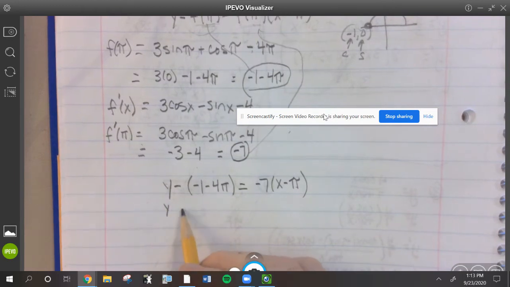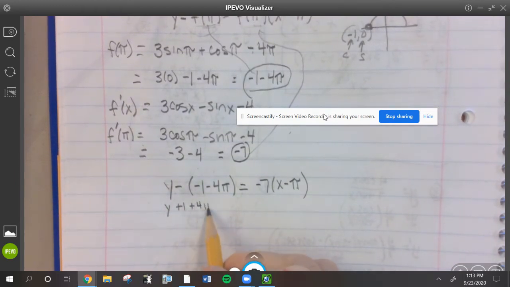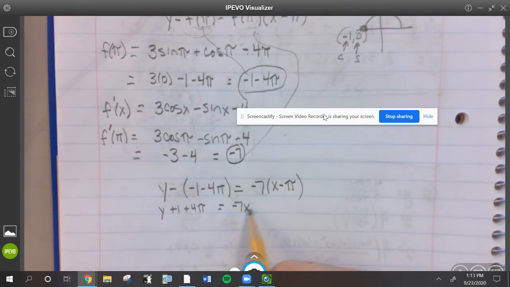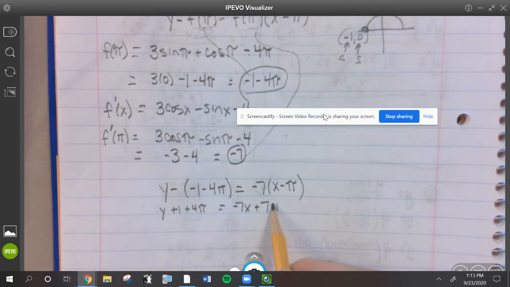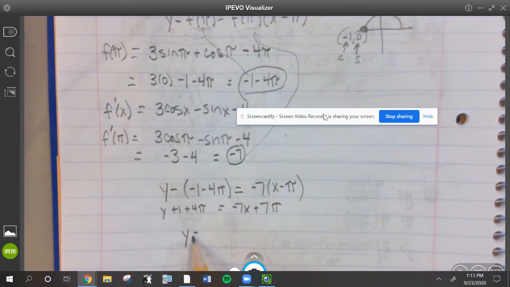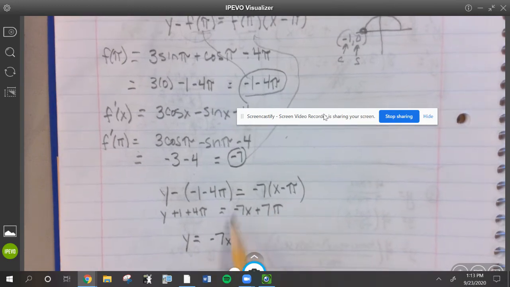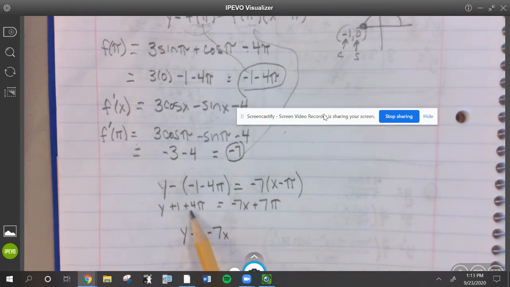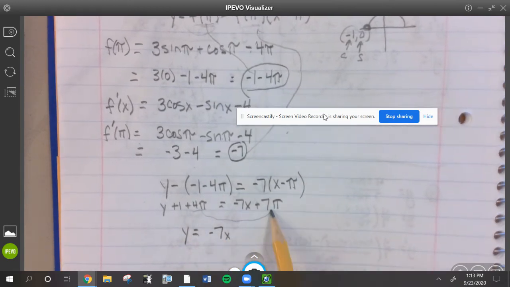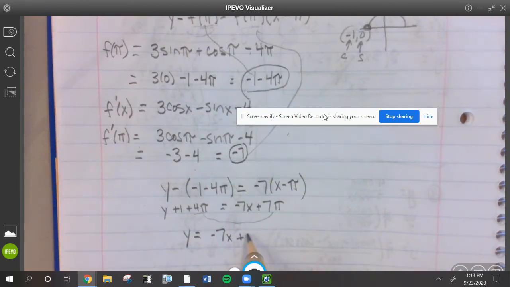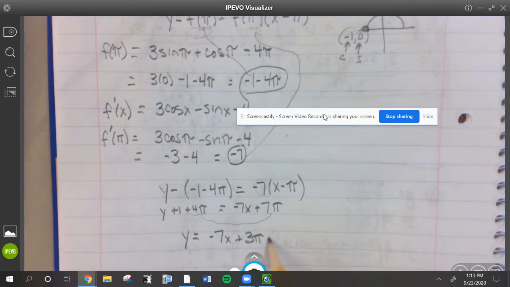Distribute this negative sign. Y plus 1 plus 4 pi equals negative 7x plus 7 pi. So the negative 7x has to stay. There's nothing that can be combined with it. We have this 4 pi over here. This would be 7 pi minus 4 pi, which is 3 pi. And we might as well move the 1 over too, minus 1.